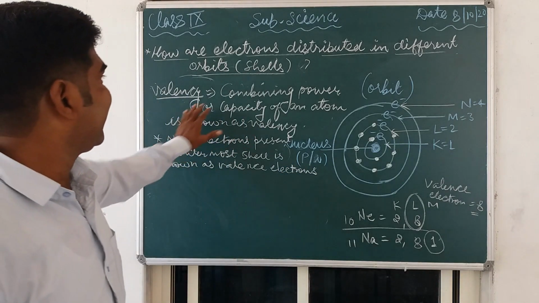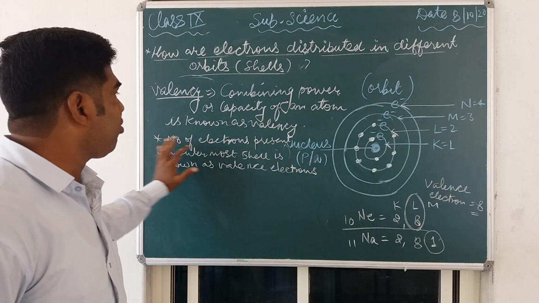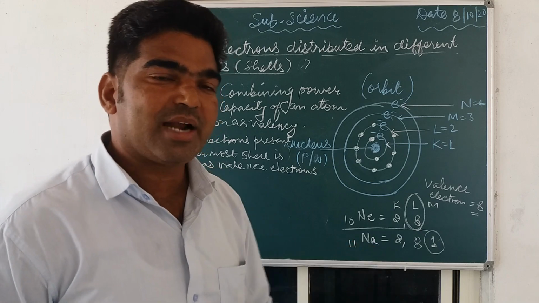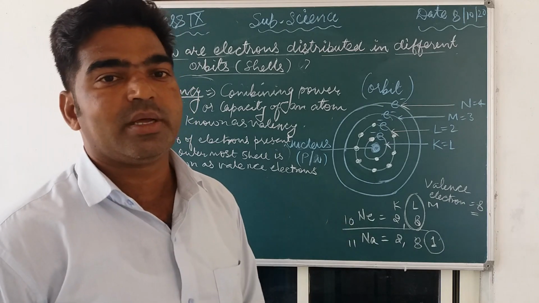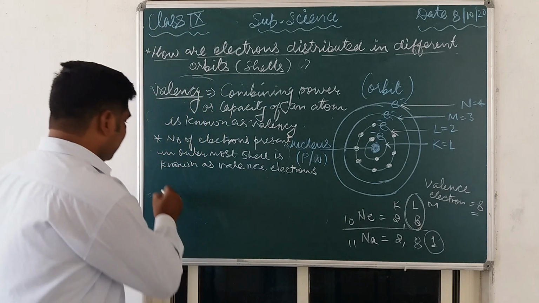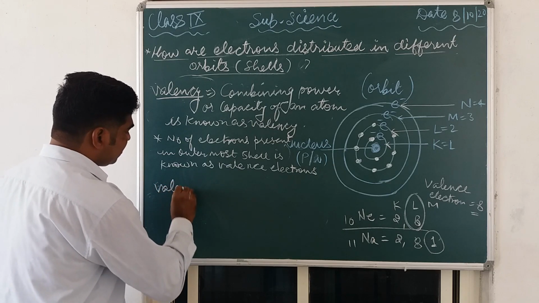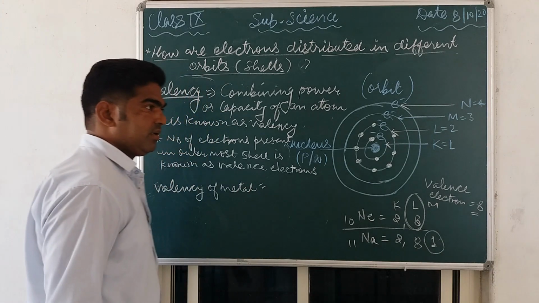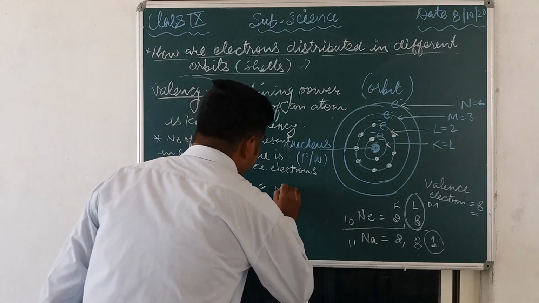So valency means the combining power or capacity of an atom, and the number of electrons present in the outermost shell are called valence electrons. On the basis of this valence electron we can find the valency of any element. In the case of a metal, the valency of a metal is equal to the number of valence electrons.